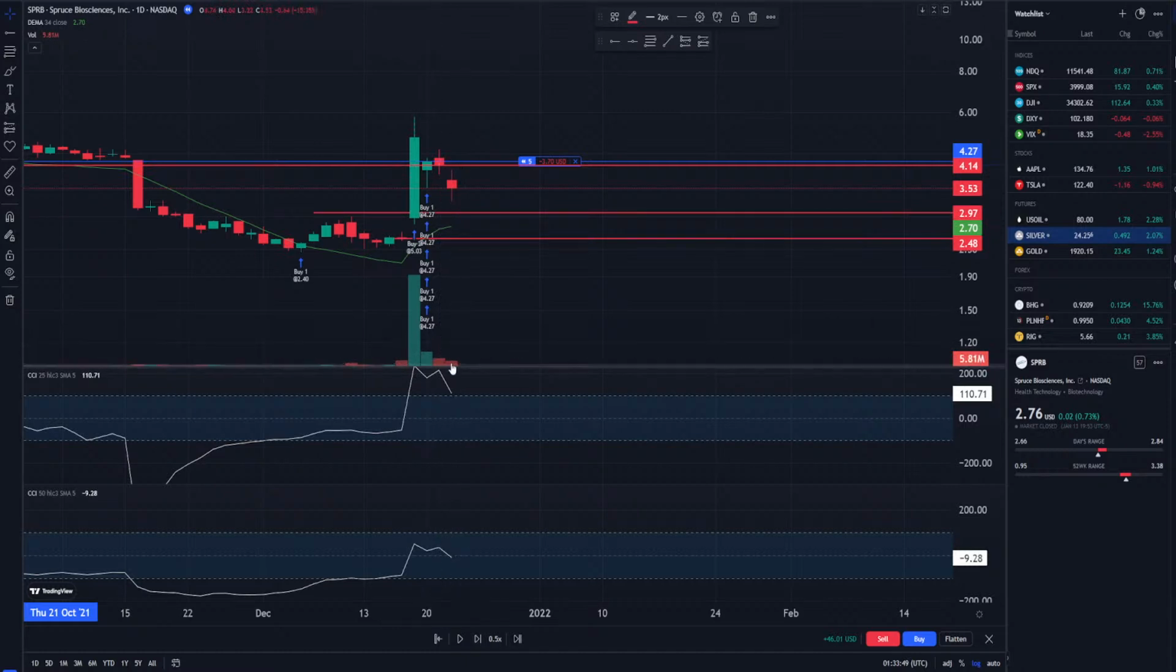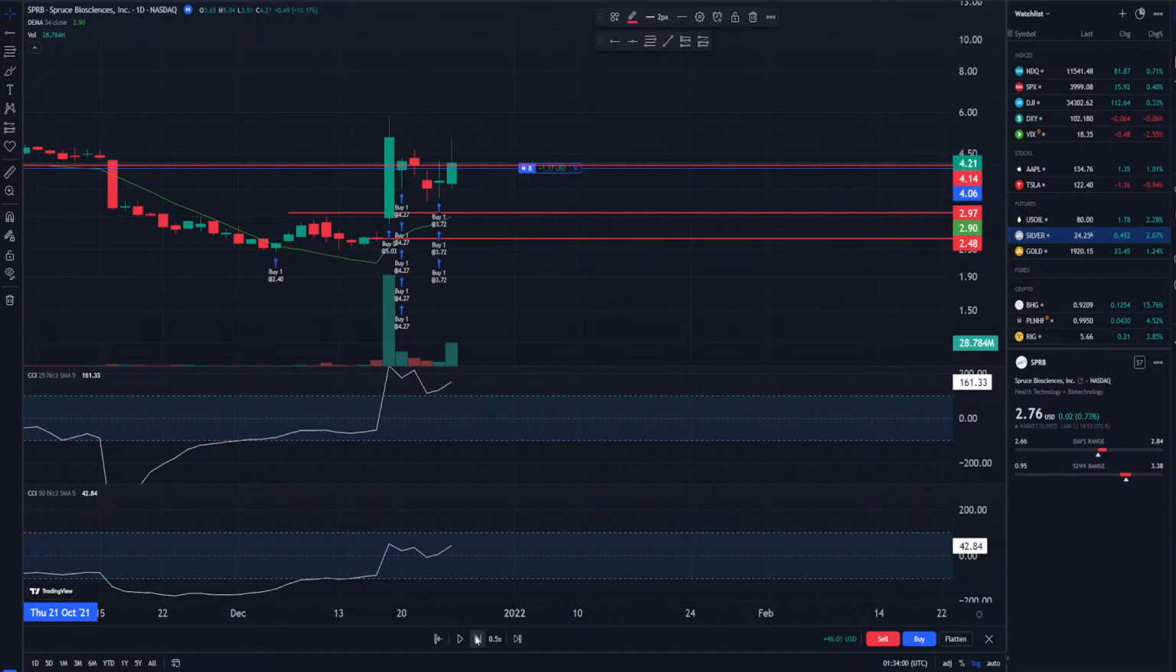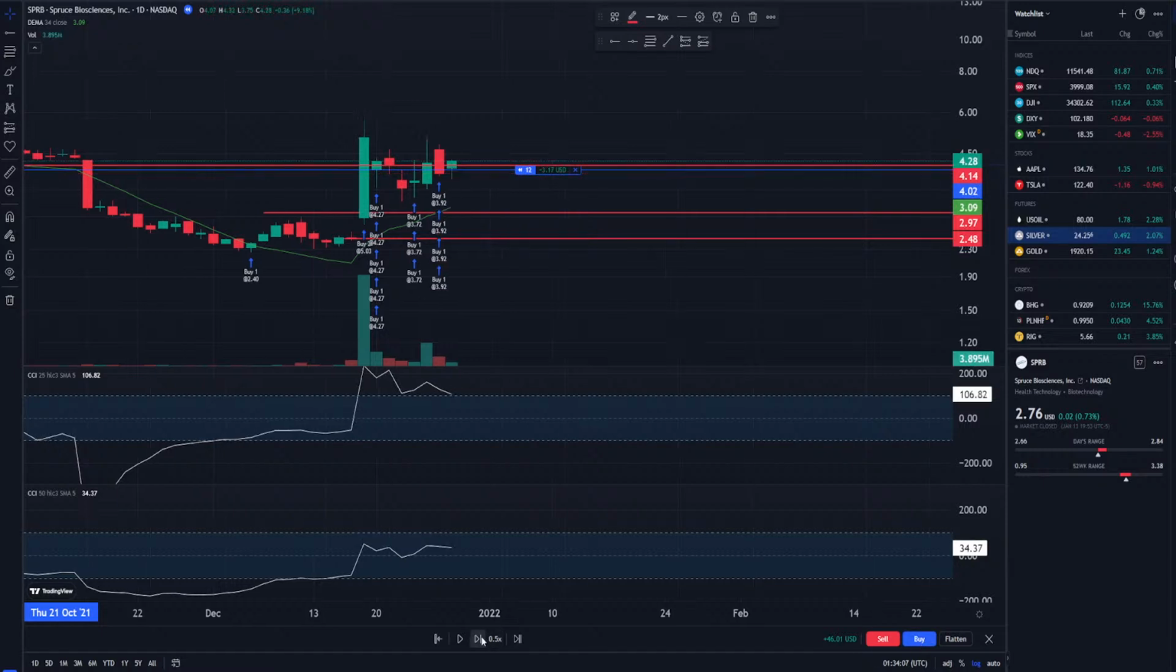Decreasing volume right here. Let's see some green volume pick up. Okay, so now we are back positive. Let's add to this position a little bit. Could take profits if we wanted to. Could add to the position just a little bit more. Let's go to 12.